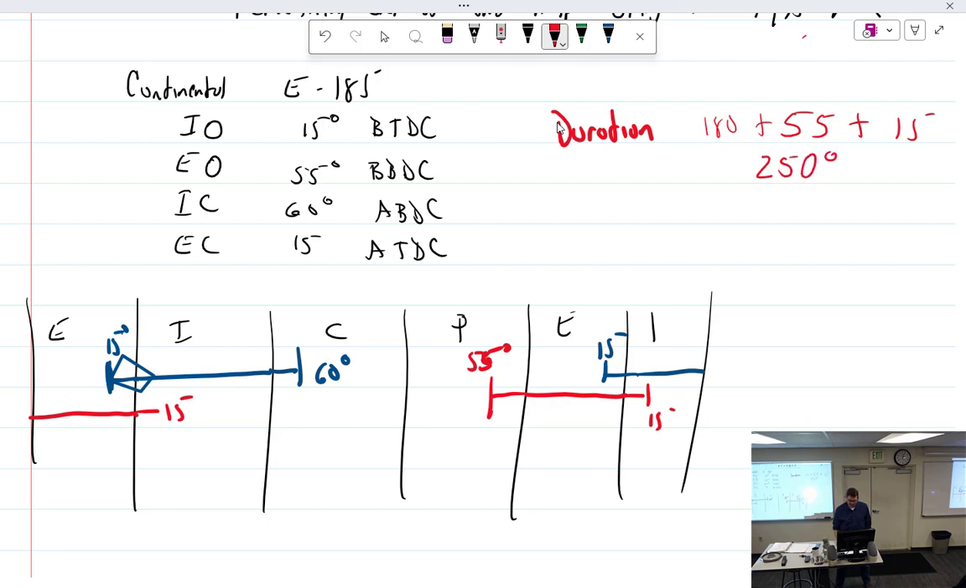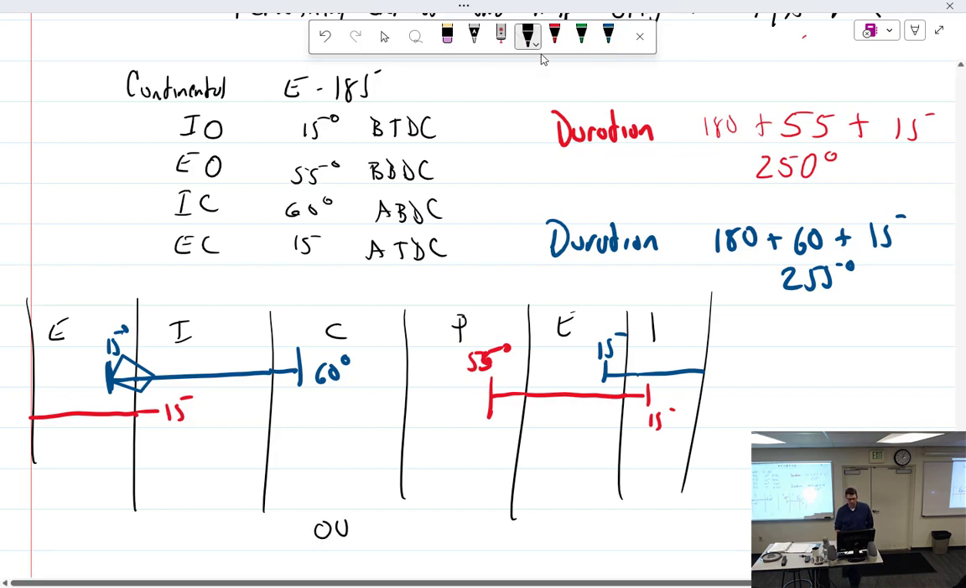250 degrees. All right. And so we'll look at the intake duration, which we know is 180 from right there, plus 60, plus 15. So the duration is 255. What is the overlap? 30 degrees. 15 plus 15 equals 30. All right.